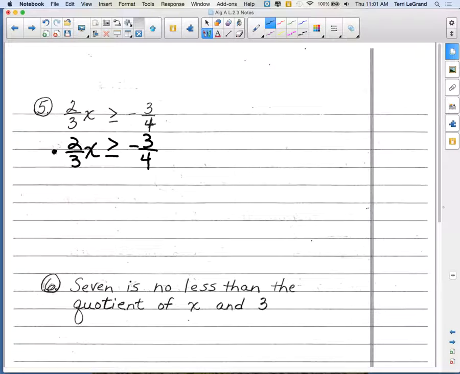And then we're going to multiply on each side. We'll add a multiplication dot and multiply by the reciprocal of 2/3. What is that? 3 halves, 3 over 2. Both sides get multiplied by 3 over 2. Good news is 3's cancel, 2's cancel on this side. The x is by itself now.